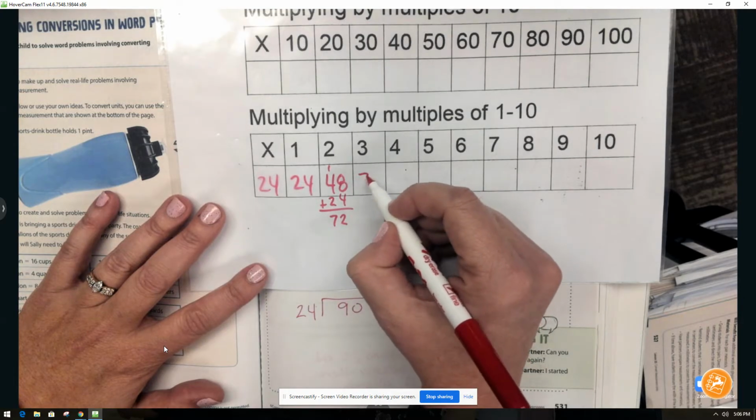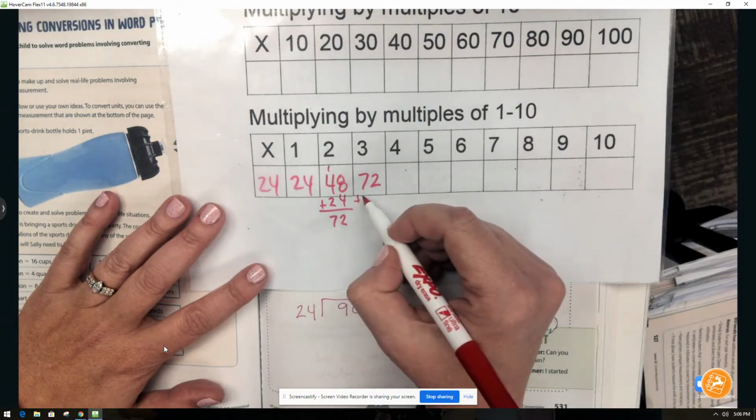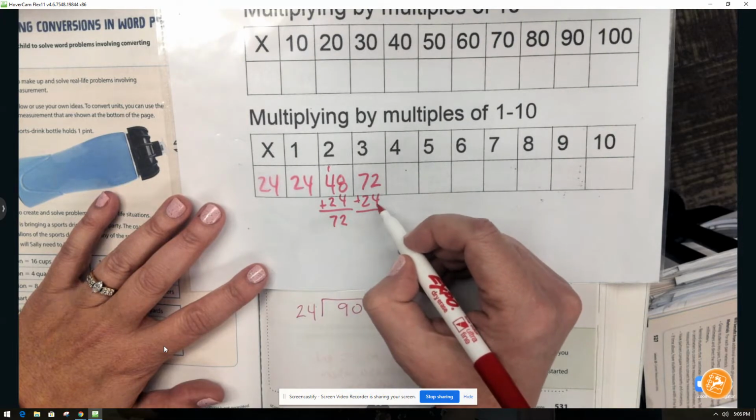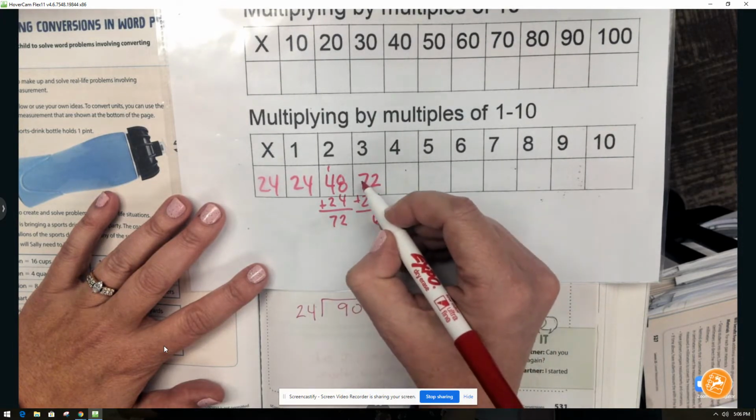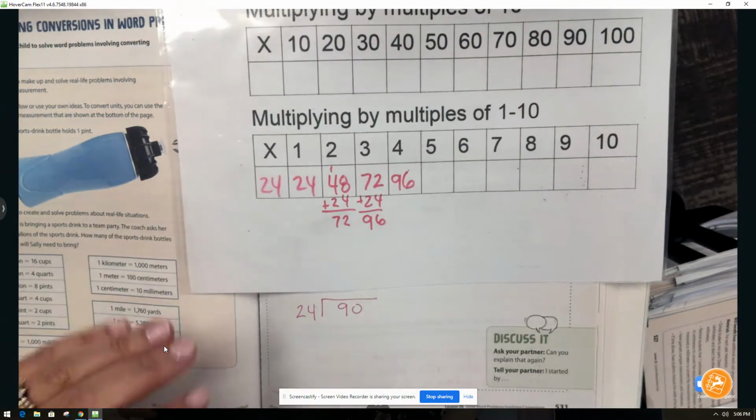And then that's going to go right here. And then 72 plus 24. Again, I don't know it offhand. 2 plus 4 is 6. 7 plus 2 is 9. That is 96.